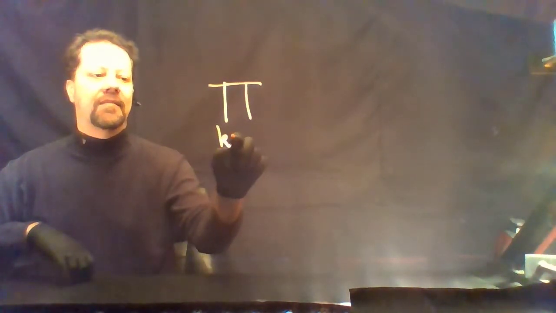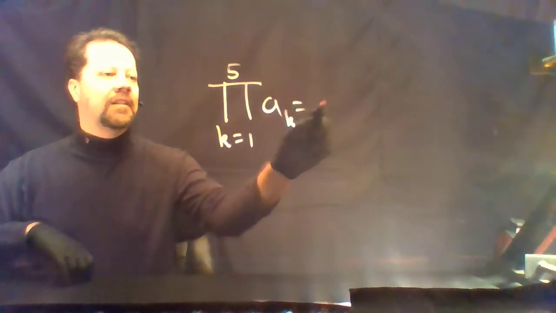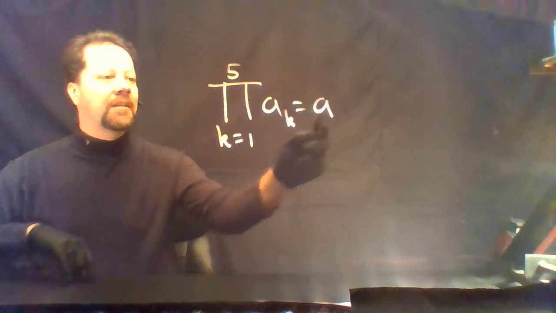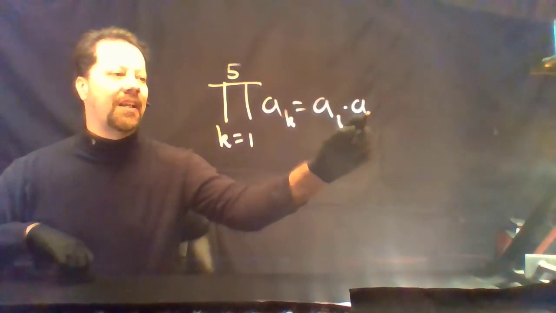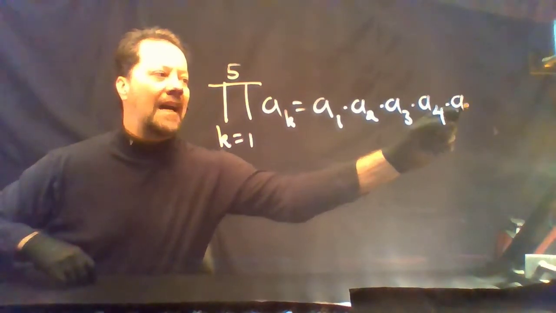By the way, if we wanted to talk about the product, we would use capital pi. Pi for product, sigma for sum. This will be A1 times A2 times A3 times A4 times A5.